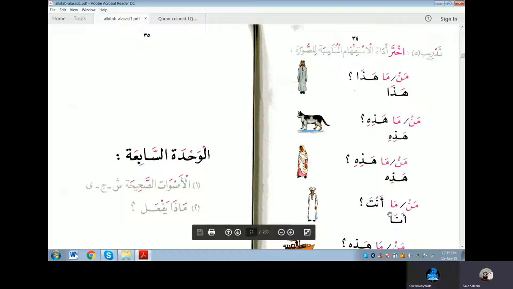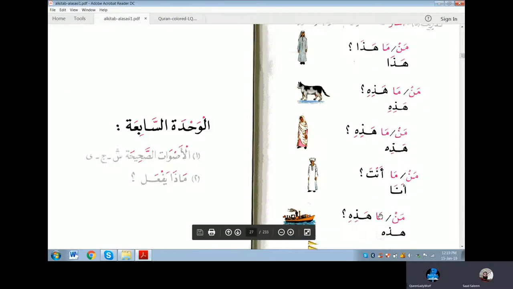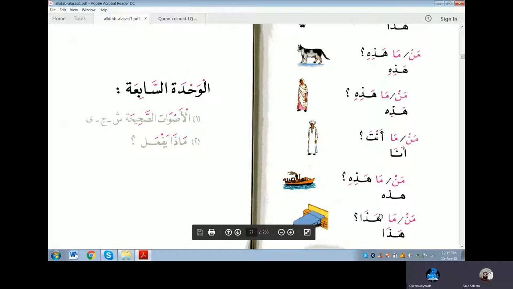Okay. And next we would have. Why is the street name like this? I'm trying to see the whole page. That is a cook.